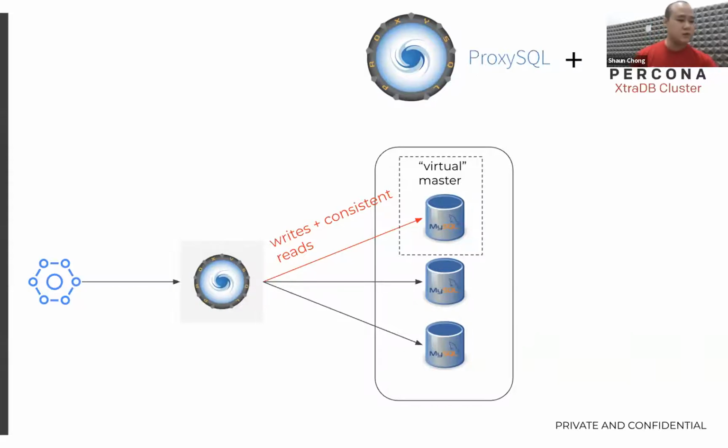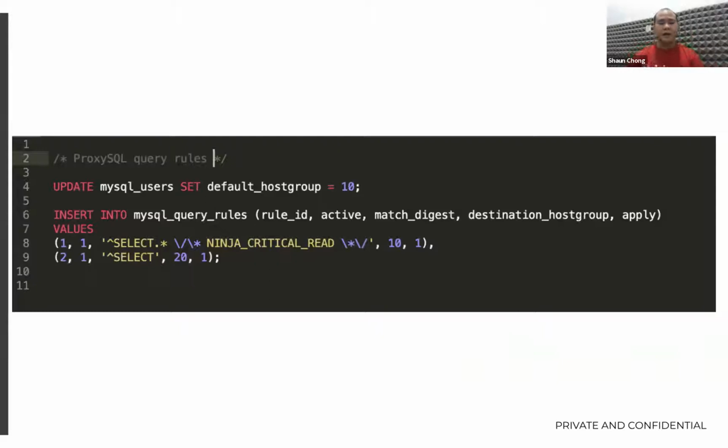So this is just an example of how we can achieve something like that using ProxySQL. If you look at this rule here, we're inserting two rules. The first rule is, if we detect a comment in the query, ninja_critical read, we will route it to destination host group 10. Sorry for all the slashes, that's just to escape the slashes and the asterisks. If it doesn't match, then it will go to host group 20.